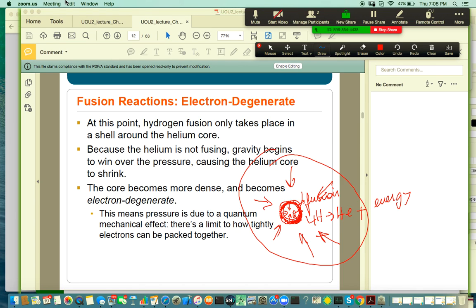But once the core becomes hydrogen depleted, and is only populated by helium, the core does not produce energy any longer. So the core starts shrinking.